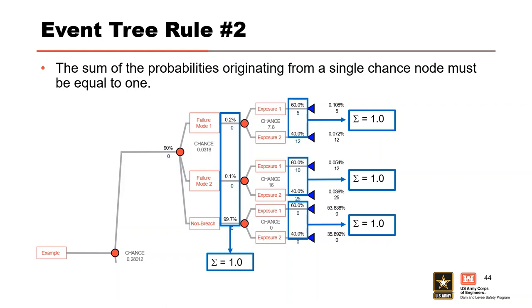Event tree rule number two. The sum of the probabilities originating from a single chance node must be equal to one. Here, the sum of the probabilities from these three branches must sum to one. And each set of branches emanating from each of these three chance nodes must also equal one. Events must be mutually exclusive so they can be summed, and because they must sum to one, they must also be collectively exhaustive.